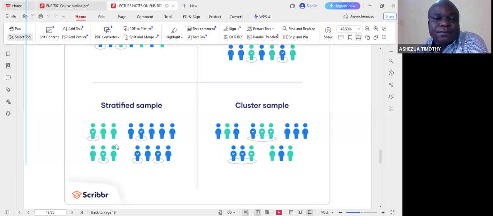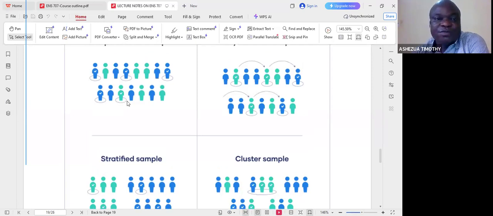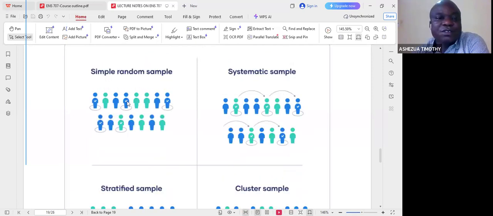Under stratified, you can see here amongst these three, one person is chosen, here one person is chosen, here one person is chosen, and here two persons are chosen. That's stratified. Note this difference closely. You see here, this person is chosen, this person is chosen, and the last person is chosen. Here, the first person is chosen, and the third person is chosen. The fourth, fifth, and the last persons are not chosen. So we call this simple random sample.